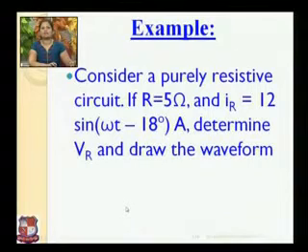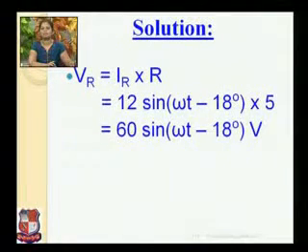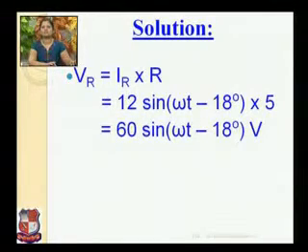Now one example for a resistive circuit. Consider a purely resistive circuit. If R is equal to 5 ohm and the current passing through the circuit is 12 sin omega t minus 18 ampere, determine V_R, the voltage across the resistance, and draw the waveform for the same. The equation of voltage V_R is equal to I_R into R. The value of I_R is given, the value of resistance is given, so it is 12 sin omega t minus 18 into 5. Your answer is 60 sin omega t minus 18 volt.